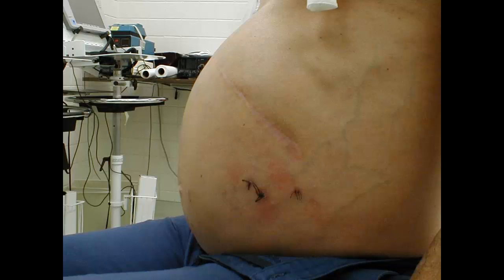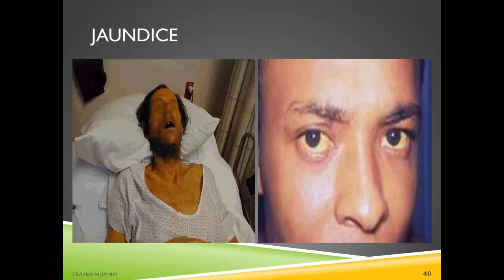This is just a picture of a patient with ascites. Notice the large abdomen and some surgical scars on the abdomen as well. This is just a picture depicting jaundice. Notice the very yellow skin of the client laying in bed.